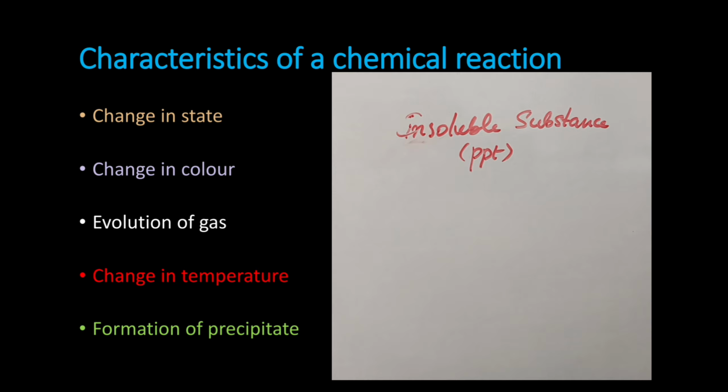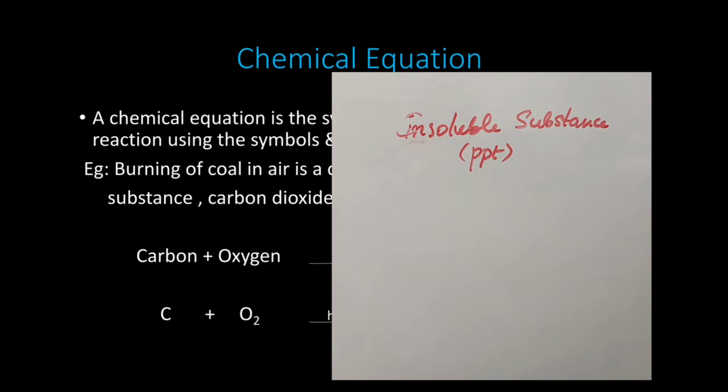These are the characteristics of chemical reactions which give visible evidence through which you can say that the chemical reaction had occurred. Okay, let's move on to the next concept.